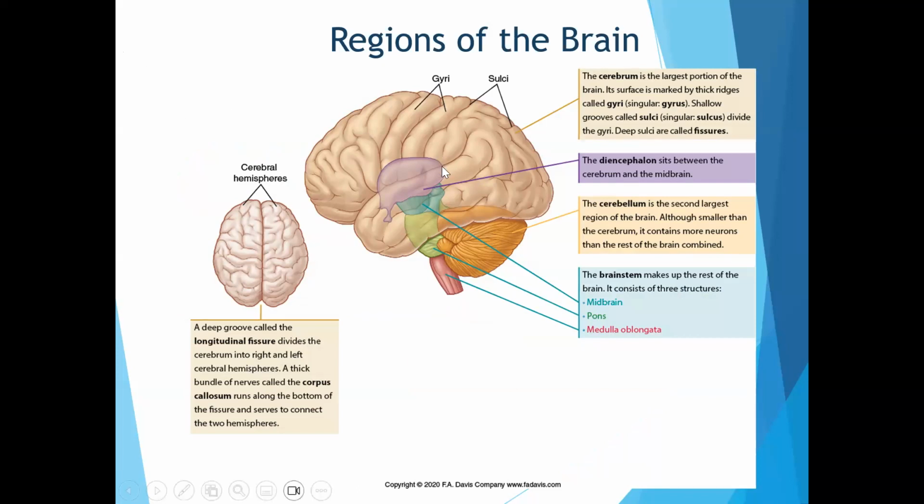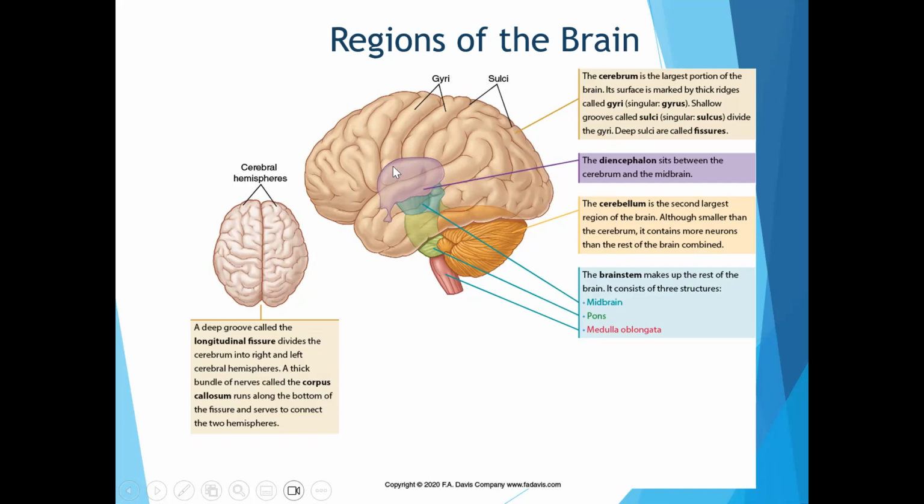So all this in tan is your cerebrum. And so that's the largest portion of the brain. It has these really thick ridges. They're known as gyri, an individual will be a gyrus. And then you have these grooves known as sulci, or a single groove is a sulcus. So this is where a majority of our nerves and kind of everything that controls our body resides. But there are also some specialized parts as well.